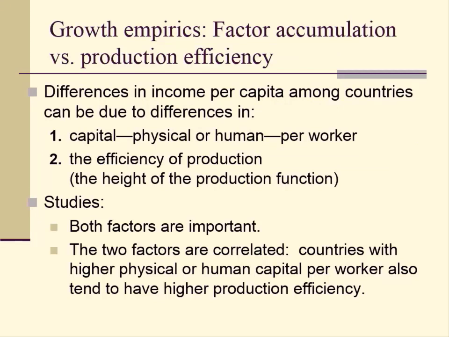The differences in income per capita among countries can be due to differences in 1. Capital, either physical or human capital, per worker, and 2. The efficiency of production, that is the height of the production function, as both are implied by the Solow model. Studies found that both factors are important, and the two factors are correlated. That is, countries with higher physical or human capital per worker also tend to have higher production efficiency.